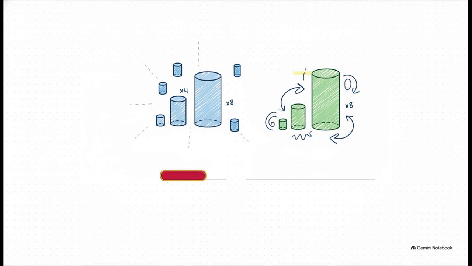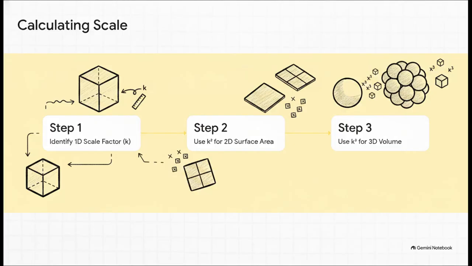The shape changes, sure, but the math behind the scale factor remains absolute. So let's build a repeatable procedure you can follow every single time. Whenever you're faced with similar solids, you just need these 3 steps. Step 1. Find your one-dimensional scale factor, your k. You get this by comparing any single line, like a height, a radius, or an edge.